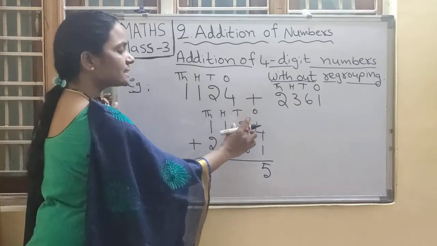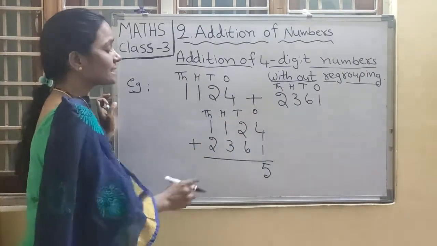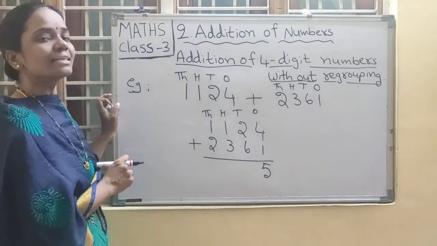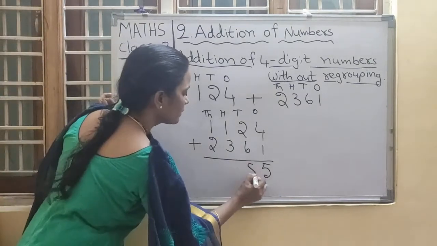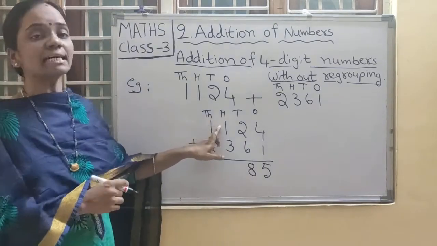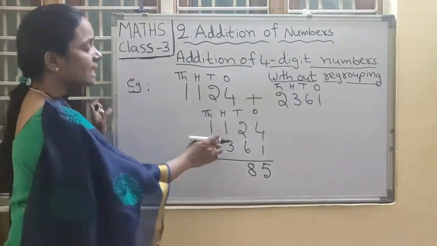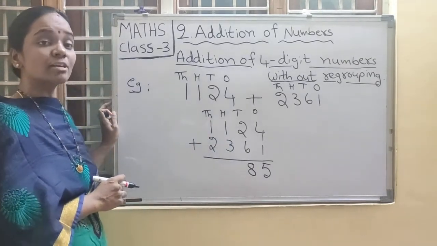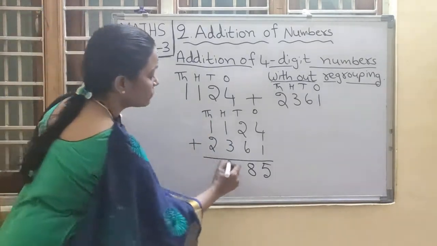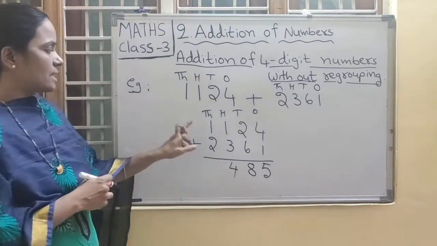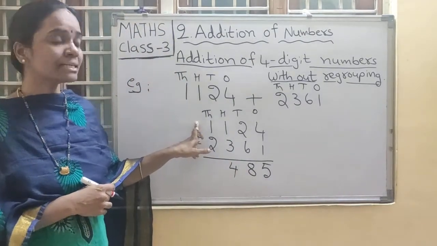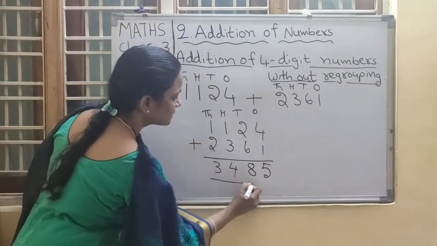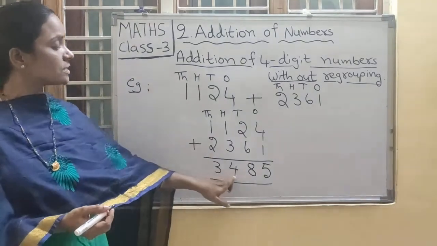Next, add the digits at tens place. What are the digits at tens place? 2 and 6. 2 plus 6, how much children? Very good. Next, add the digits at hundreds place. What are the digits at hundreds place? 1 and 3. What is the answer? 1 plus 3. Yes, 4. Next, add the digits at the thousands place. 1 plus 2, how much children? 3.